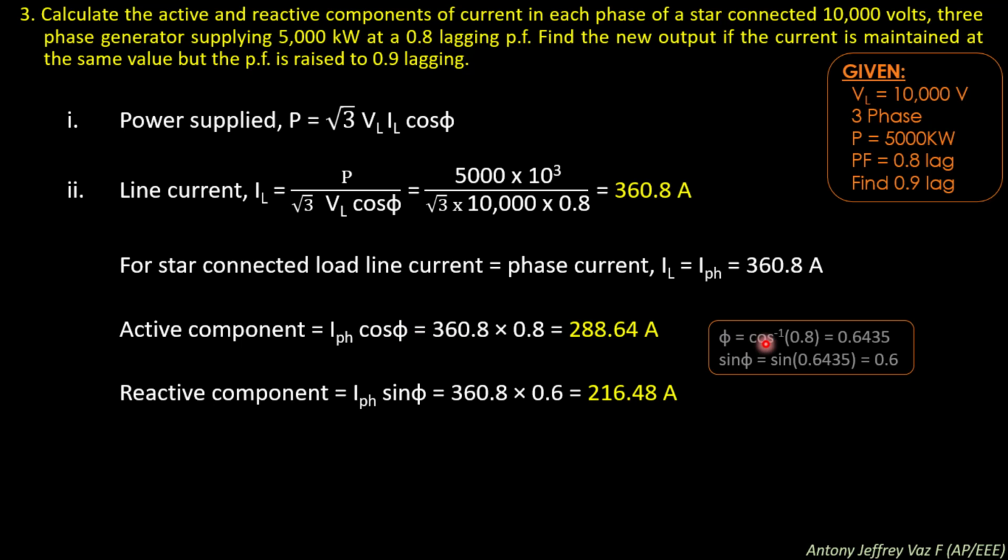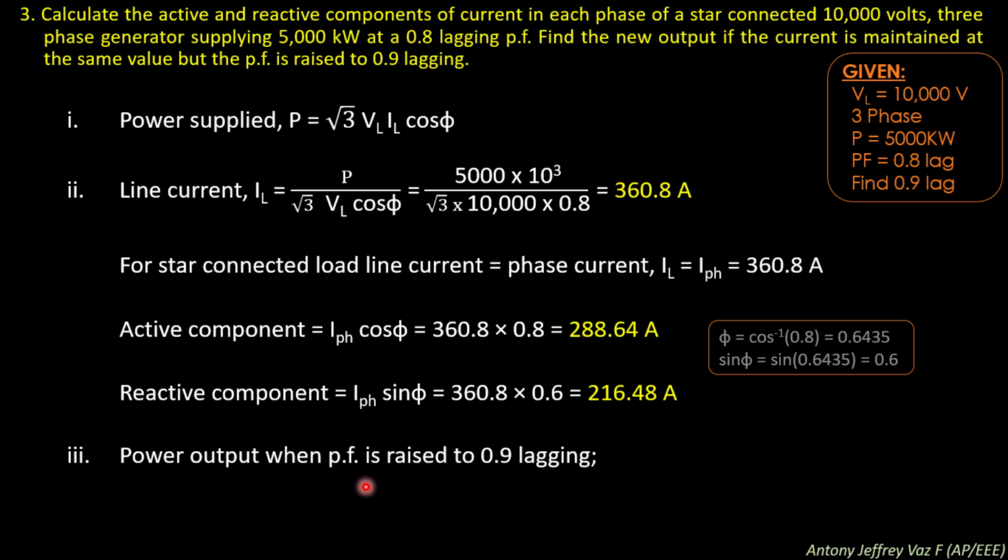So pi is equal to cos inverse of 0.8 will give you a value of 0.6435. So the pi value is 0.6435. To find sin pi, you need to substitute sine of 0.6435, which will give you sin pi is equal to 0.6. So you can substitute 0.6 over here, and while multiplying this you will get 216.48 amperes.